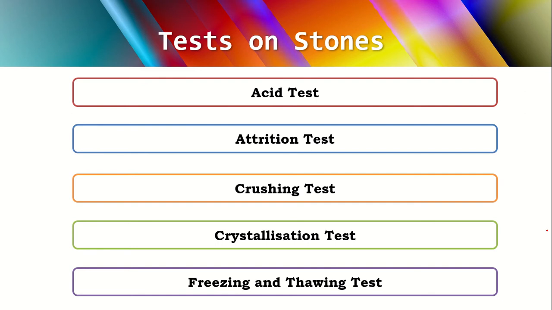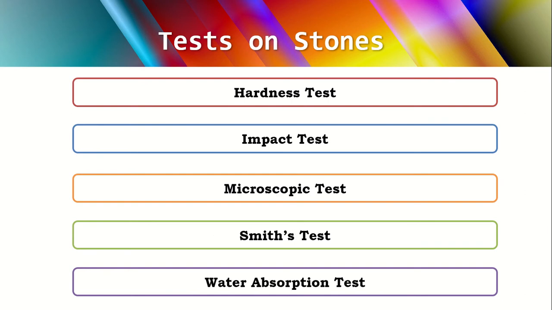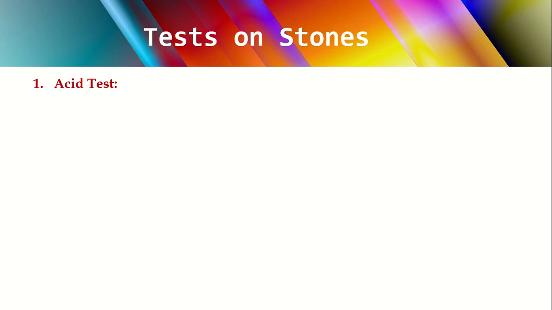So we have acid test, attrition test, crushing test, crystallization test, freezing and thawing test, hardness test, impact test, microscopic test, Smith test, and the last one is water absorption test. So now in this video, let's get into detail about each test and how to perform each test. And also, let's see the step-by-step procedure of doing the test.